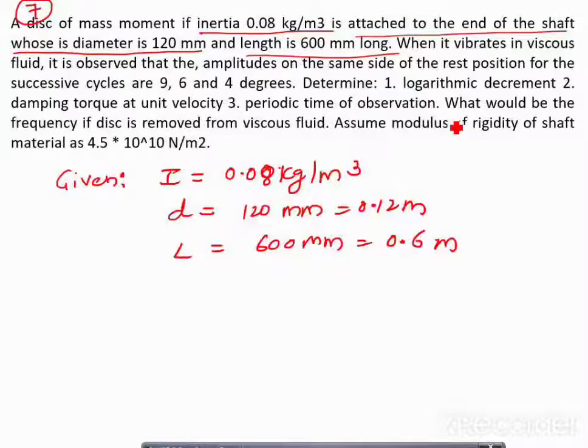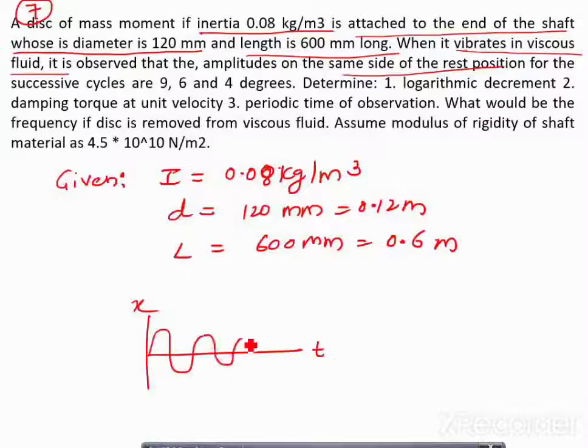When it vibrates in a viscous fluid, what does that mean? There is viscous damping, right? Viscous damping is when a body vibrates in a viscous medium, some fluid medium. It is observed that the amplitude on the same side of the rest position, same side of the rest position means what? If I draw the graph of x versus t, you can see these are the same side: x0, x1, x2, and xn. And this is the rest position, or you can also call it the equilibrium position, right?